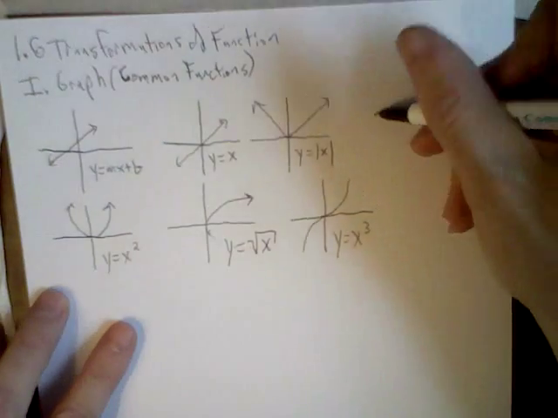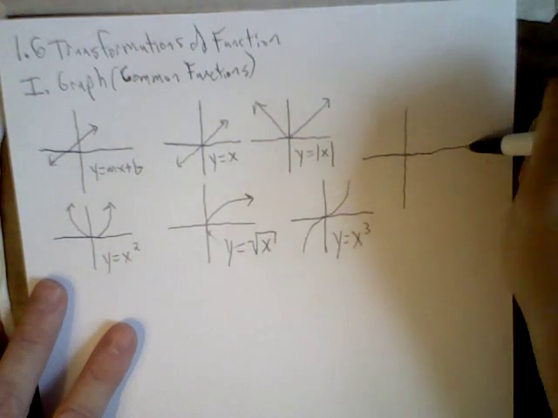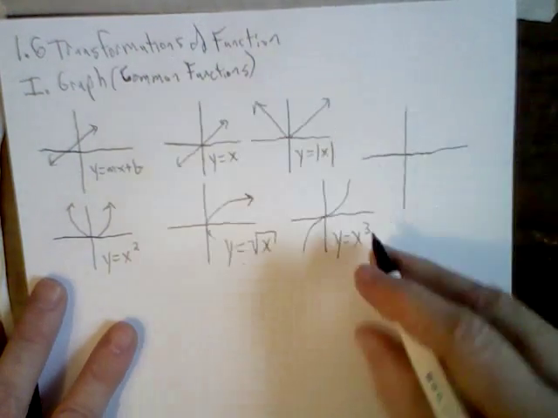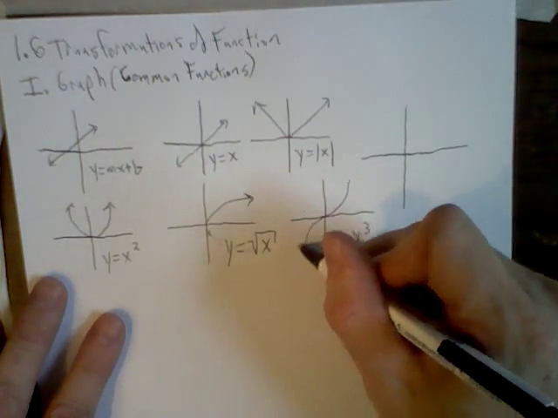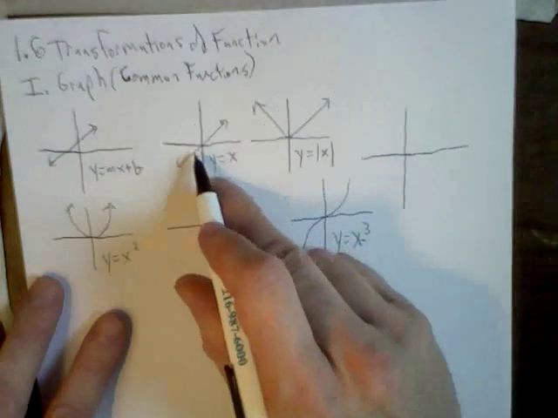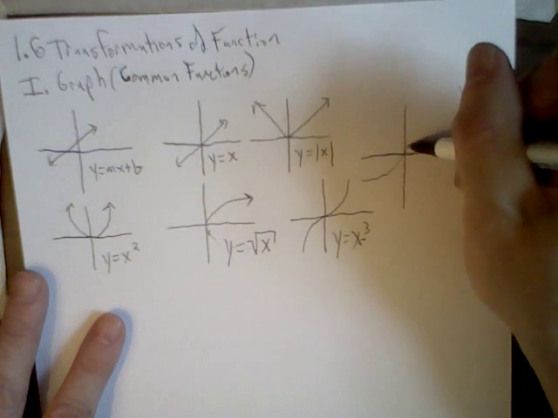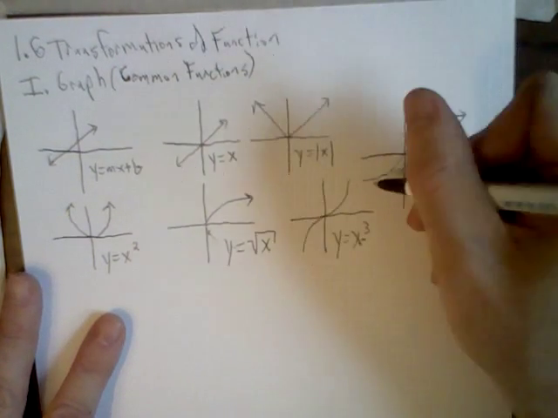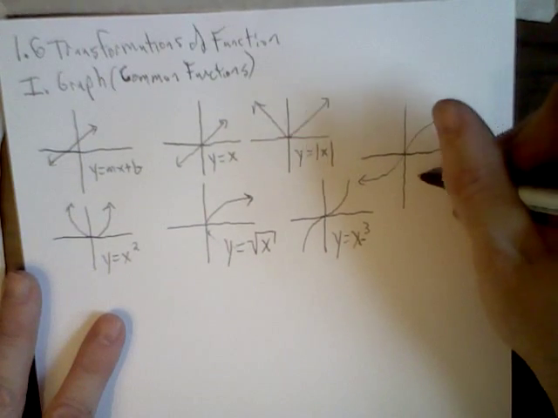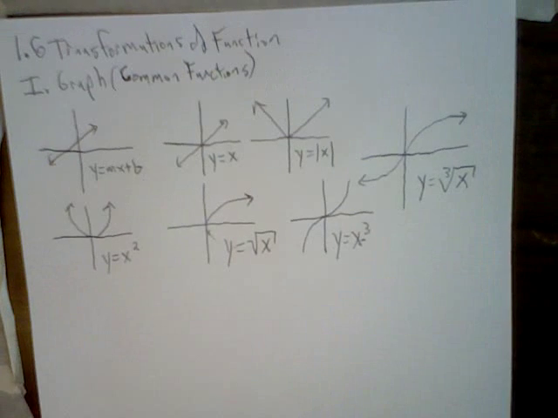And it looks like I have one more in my notes. Cube root function. Okay. So the cube root function is basically just the reflection of this function about this line. Okay, so it'll look like this, more or less. Okay, so y equals cube root of x. And it also has odd symmetry.